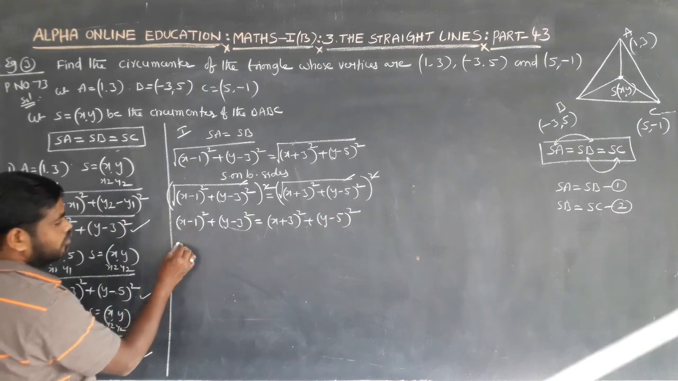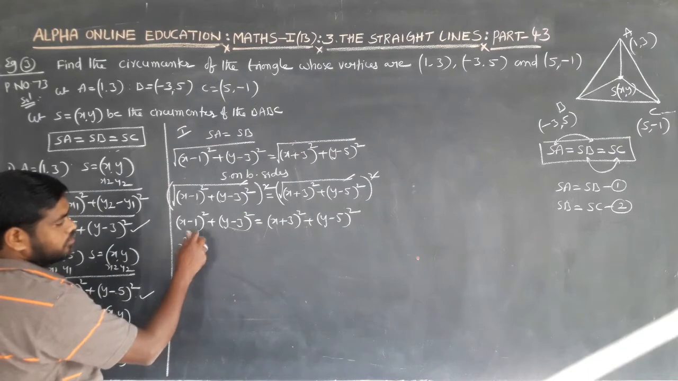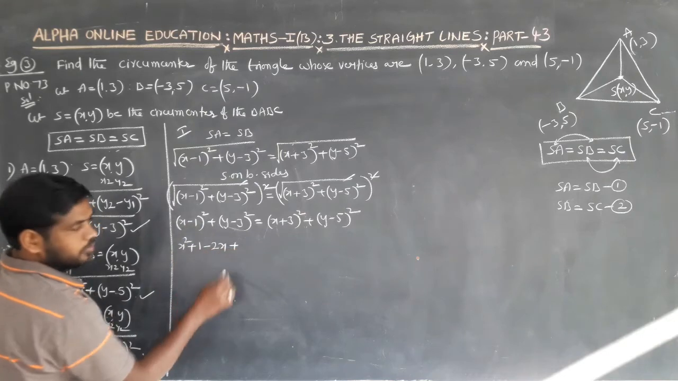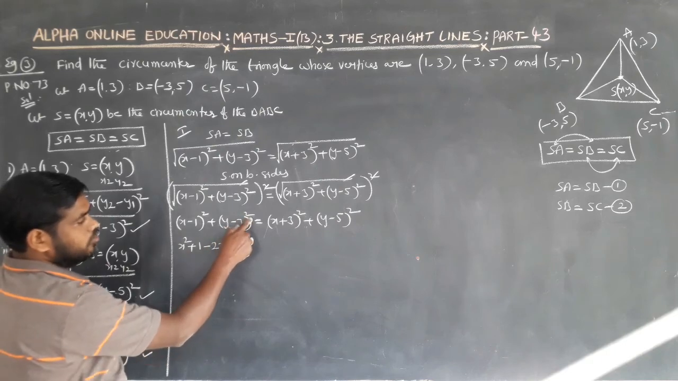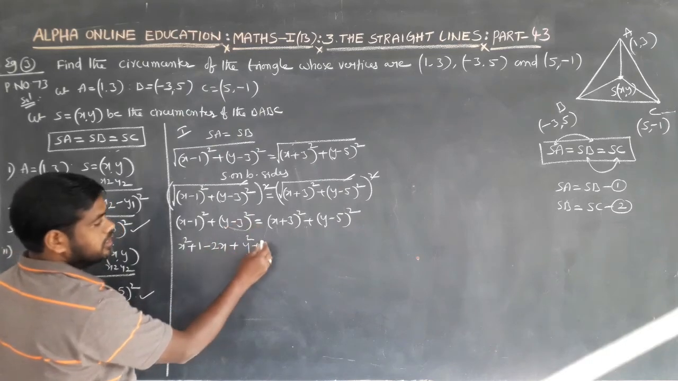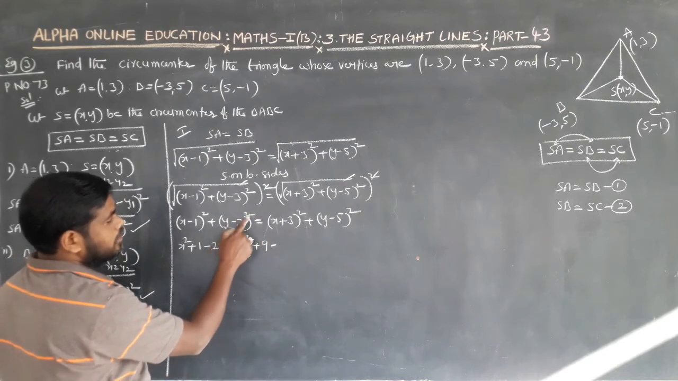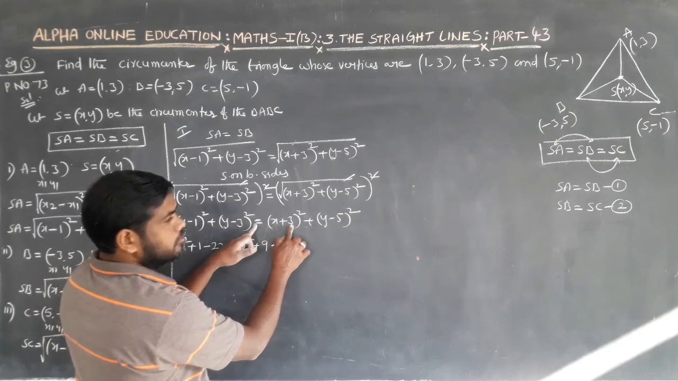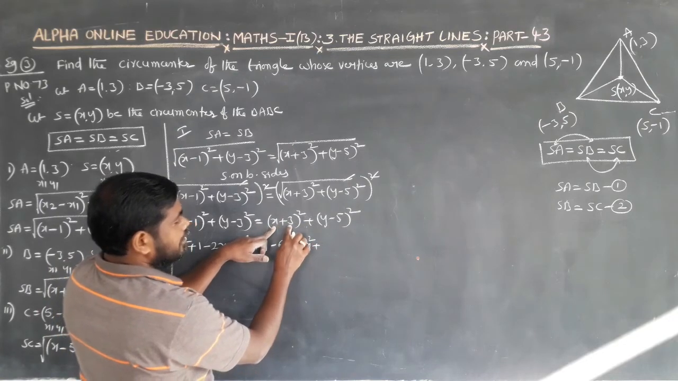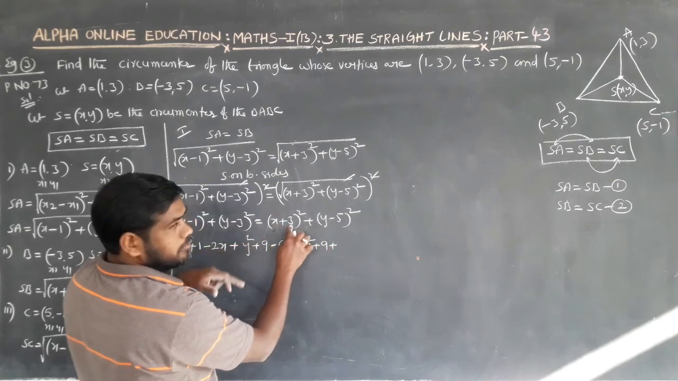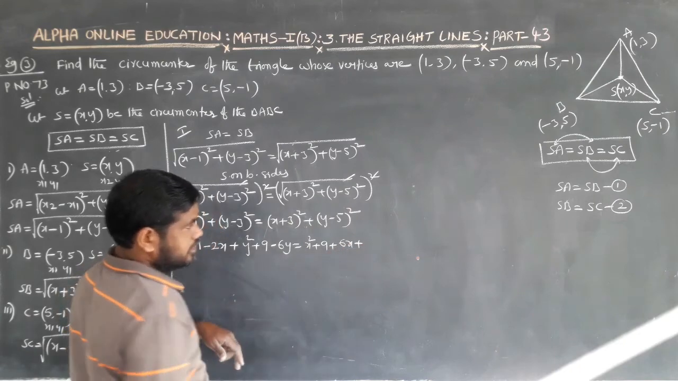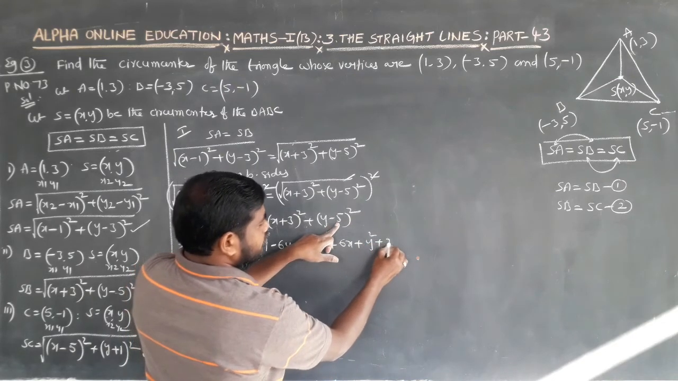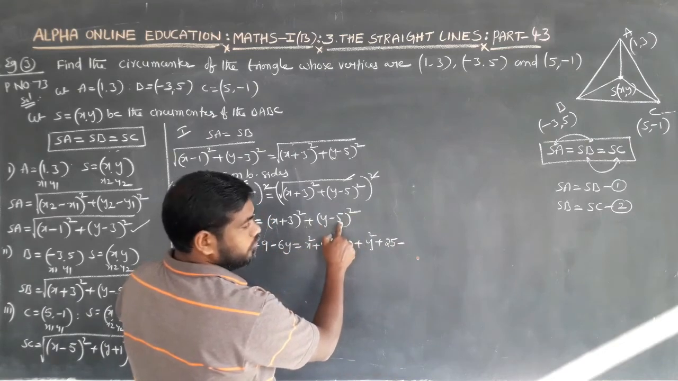(a minus b) whole square = a square x square + b square, 1 square = 1, minus 2ab, 2 into x into 1 = 2x, plus (a minus b) whole square = a square y square + b square, 3 square = 9, minus 2ab, 2 3s are 6, 6 into y = 6y, is equal to (a plus b) whole square = a square x square + b square, 3 square = 9, plus 2ab, 2 3s are 6 into x = 6x, plus (a minus b) whole square = a square y square + b square, 5 square = 25, minus 2ab, 2 5s are 10, 10 into y = 10y.